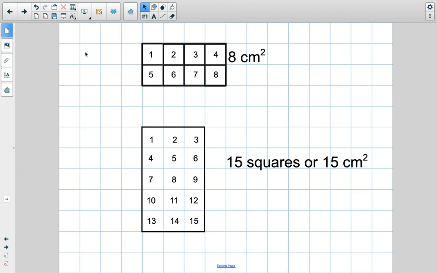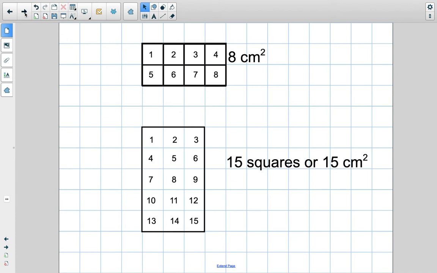However, there's actually an easier way to calculate this. Can you imagine if this was a really big rectangle? Say it went all the way over here. That'd be a bit troublesome having to count every single square, right? Going all the way across. It'd be pretty easy to make a mistake too. So I want you to think about this.